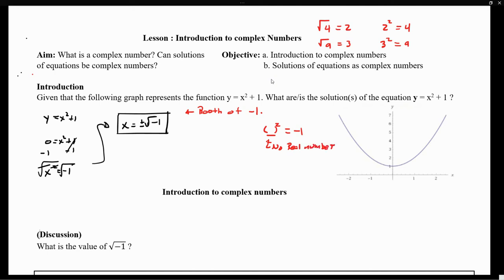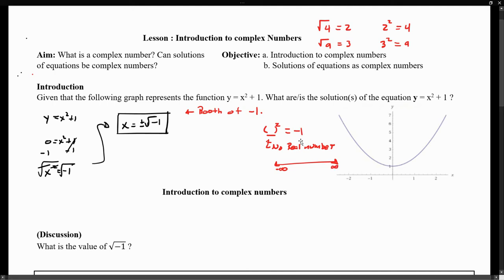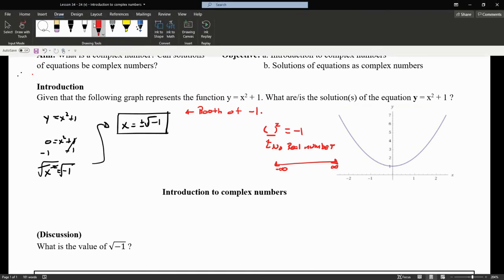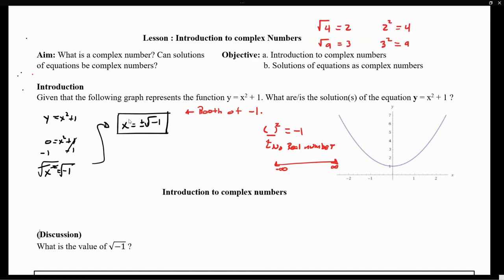And by real number, I mean the numbers that are on my number line, all the way from negative infinity to positive infinity. So we know that we cannot use real numbers to properly solve for this. So how do we actually come up with a solution for this statement? Well, we introduce a new kind of number. And that new kind of number is what we call a complex number.